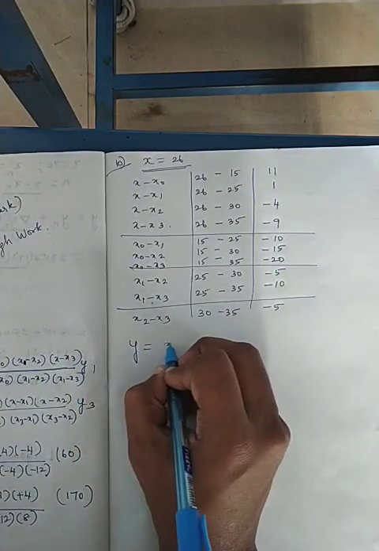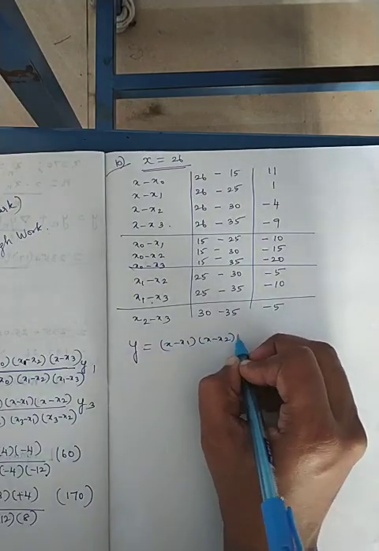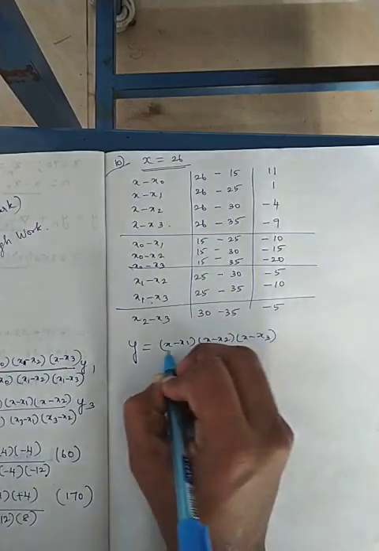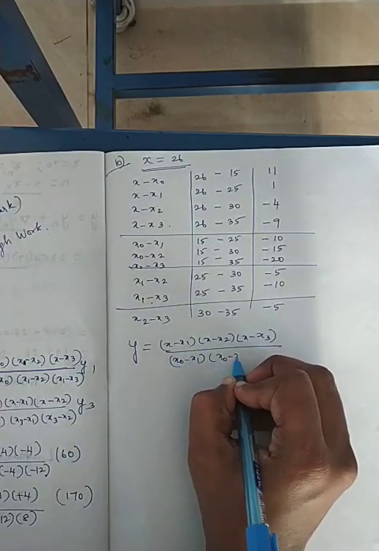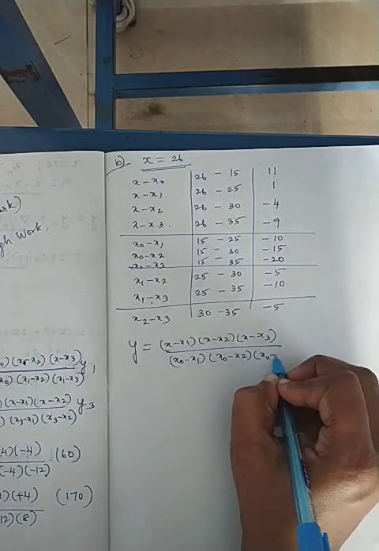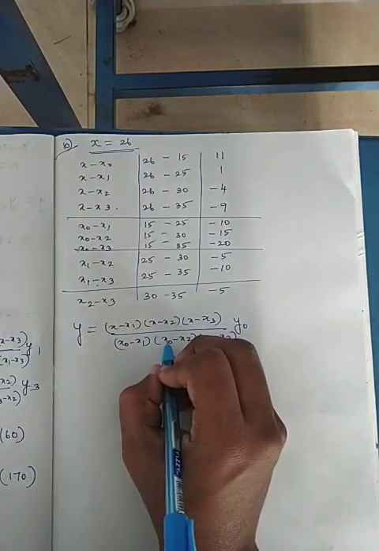Okay, the same formula: x minus x1 into x minus x2 into x minus x3 divided by x0 minus x1 into x0 minus x2 into x0 minus x3 into y0. This will be my first term.